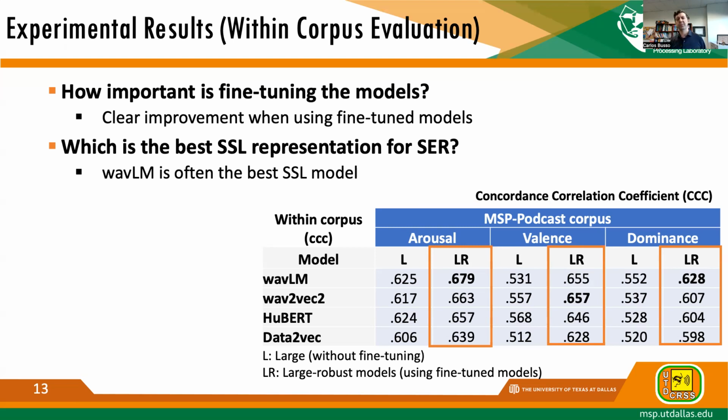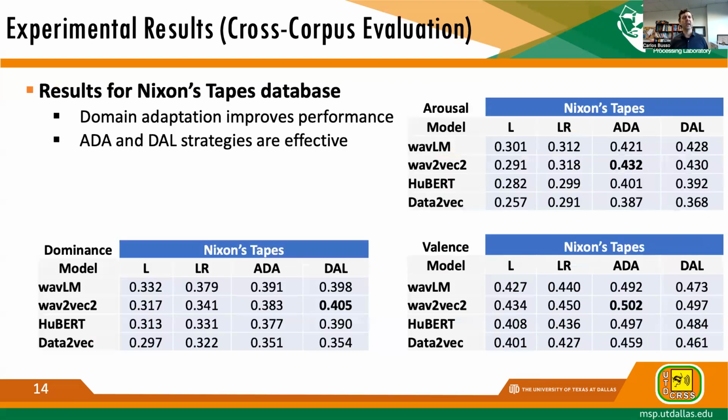When we ask which representation is better, for the most part the best model comes when we use WavLM. Sometimes Wav2Vec gives good performance, but for the most part, WavLM is one of the self-supervised models that gives you the best performance. When we tested in cross-corpus evaluations, here are the results for the Nixon tapes.